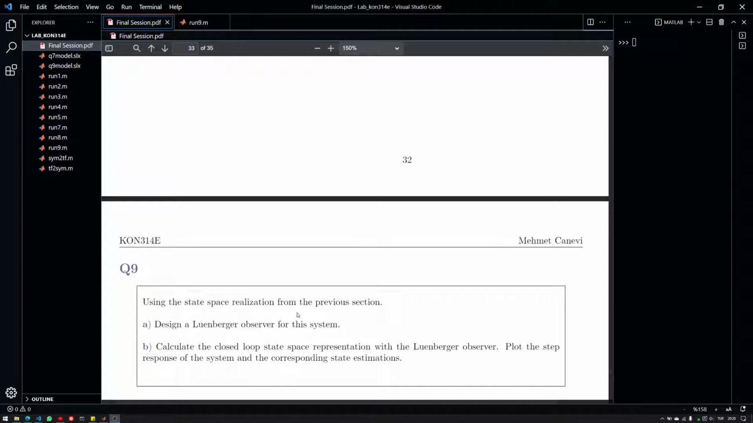So therefore we have this structure called Luenberger Observer, and this Luenberger Observer uses the input and output measurements and will calculate the states or estimate the states. And we will use the estimated states as an input to our actual state feedback controller.